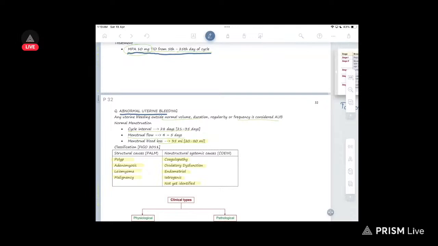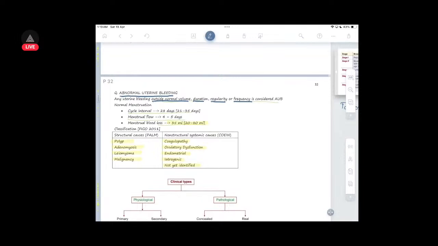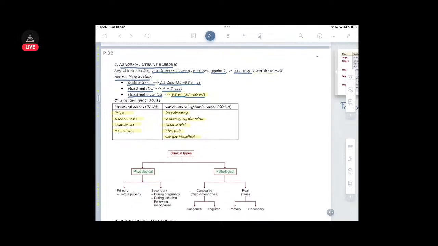Abnormal uterine bleeding, AUB, is any uterine bleeding outside normal volume, duration, regularity or frequency. So normal menstruation, you have a cyclical interval of 28 days, which is 21 to 35 days. Menstrual flow will be for 4 to 5 days. Then menstrual blood loss is around 35 ml or 20 to 80 ml.